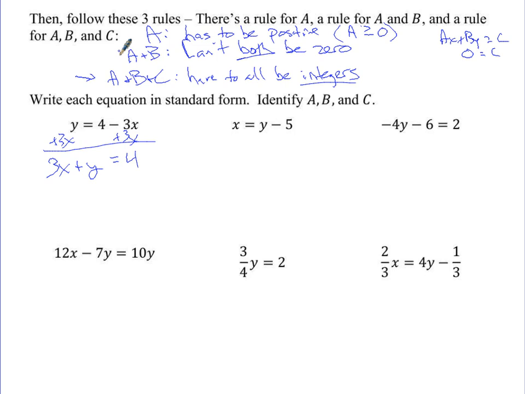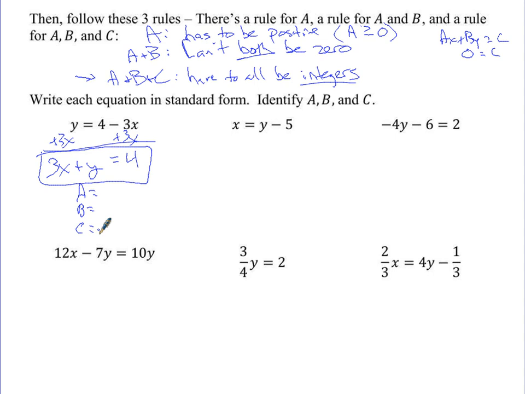A is actually what? The number on x is 3. And finally, A, B, and C have to all be integers. Are we looking at integers, or do we see fractions or decimals somewhere? They're all integers. So are all 3 rules being followed? Yes. And because all the terms are in the right order, this is now standard form. So we can put a box around that. And then we have to identify A, B, and C. So A equals, B equals, C equals.